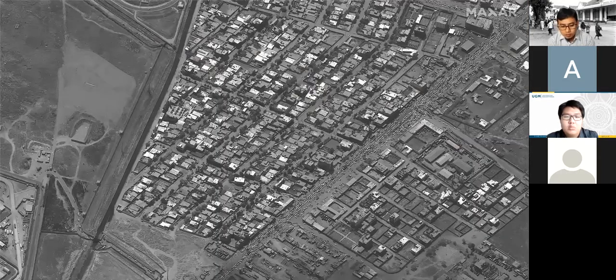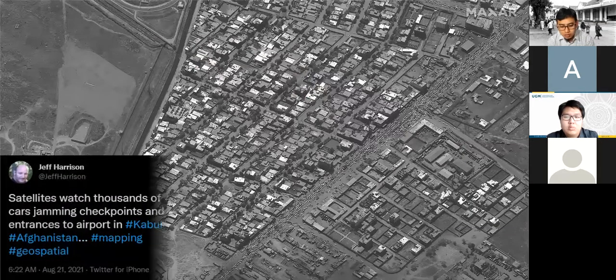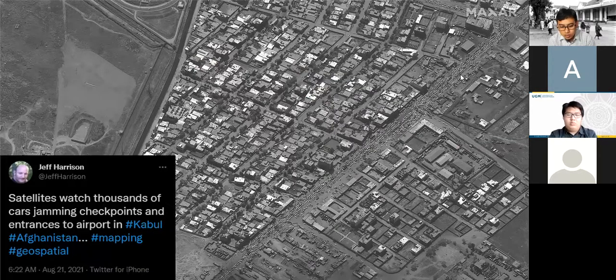This is one of the recent images from a recent incident. To give you context, I will show you this. This is a thousand cars. These are cars jamming near the checkpoints at the entrance of the airport in Kabul, Afghanistan, since people are fleeing the country. This is a very hot issue today. We can easily use satellite imagery to monitor something like this. We can even count how many cars are waiting to enter the airport in Kabul, Afghanistan.